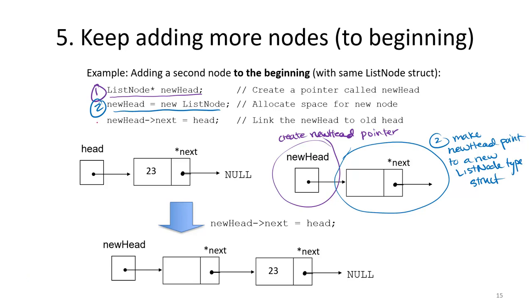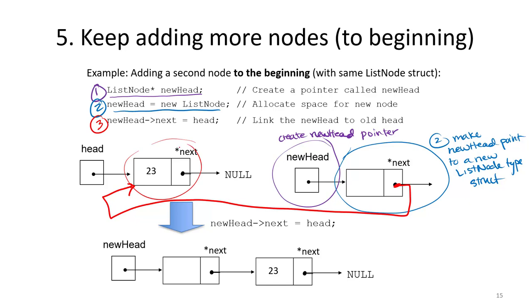And finally, in our third step, look what we did. We took newHead's next pointer and we made it point to head, or we made it point to the node which we wanted to insert in front.